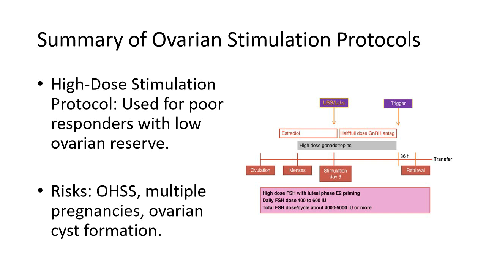Conclusion: ovarian stimulation in IVF and IUI. Gonadotropins play a critical role in controlled ovarian stimulation. IVF protocols include long, short, antagonist, and mild stimulation protocols. IUI protocols range from natural cycles to gonadotropin-only cycles. Individualized treatment selection optimizes success while minimizing risks like OHSS.